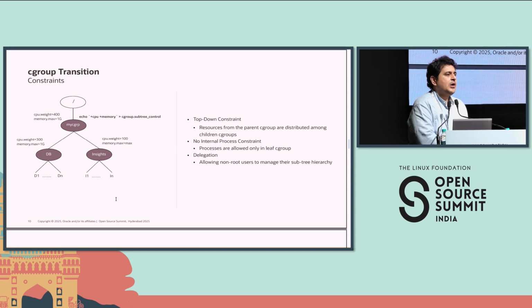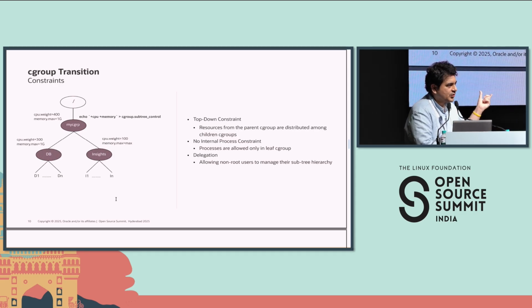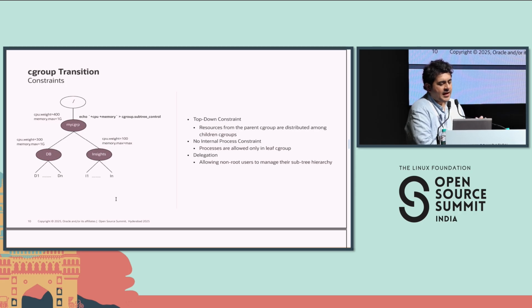And if you're moving to cgroup v2, there are certain rules or constraints by which you have to play. The biggest constraint is the top-down constraint, which means my cgroup has been given 4 CPUs worth of time. It means its child cgroups should not cross that limit. That's in the books, but you can always overcome it. And secondly, you can't have a process running in any of the non-leaf cgroups. It should always be in the leaf cgroups. This was one of the major changes.